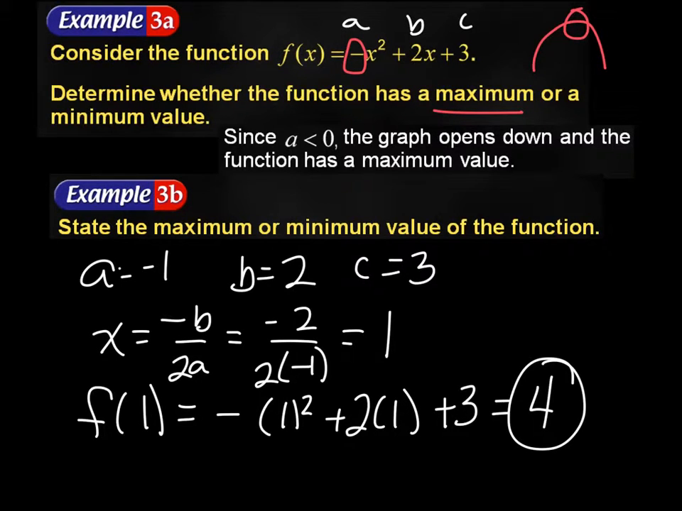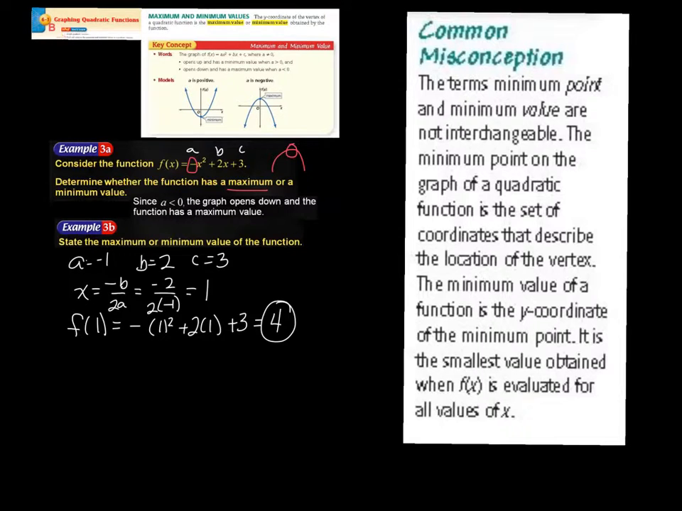So this graph will have a maximum. When x is 1, the maximum value will be 4. The terms minimum point and minimum value are not interchangeable. The minimum point on a graph of a quadratic function is a set of coordinates that describe the location of the vertex. So something that looks like this one, it would have been (1, 4). The minimum value of the function is the y-coordinate of the minimum point. It is the smallest value obtained when f of x is evaluated for all values of x, or in this case it was a maximum value of 4.